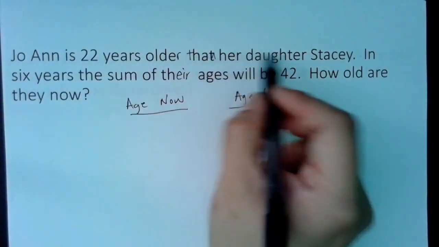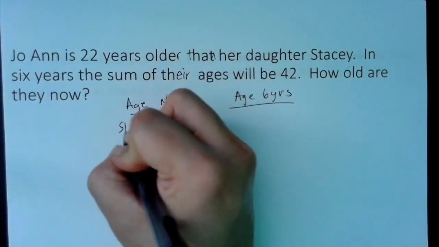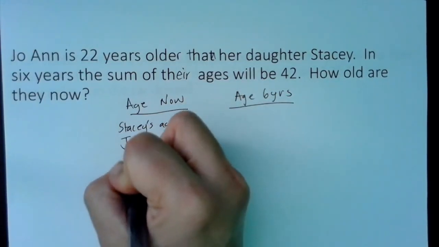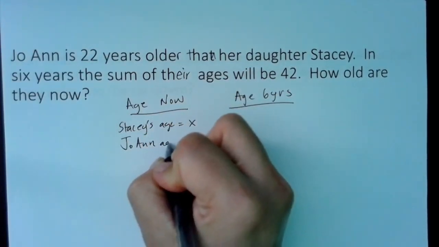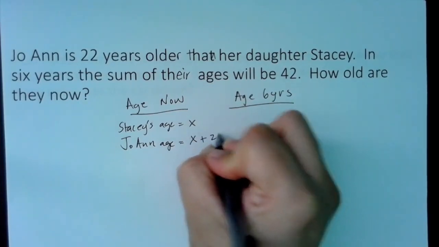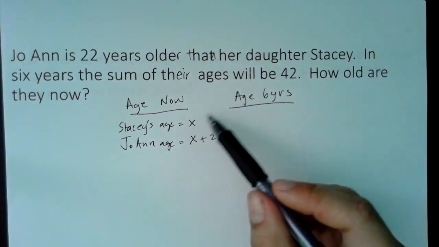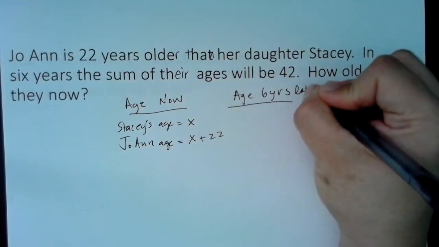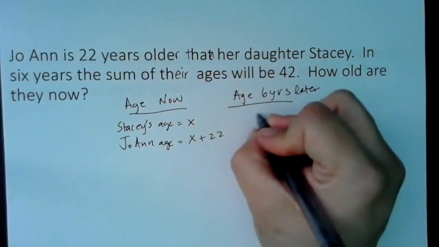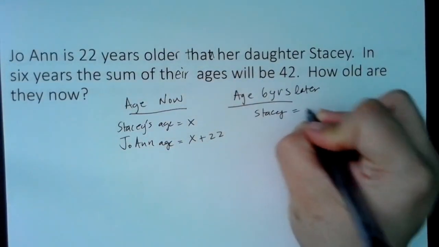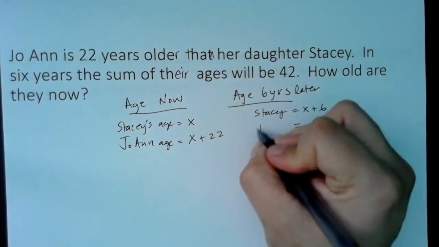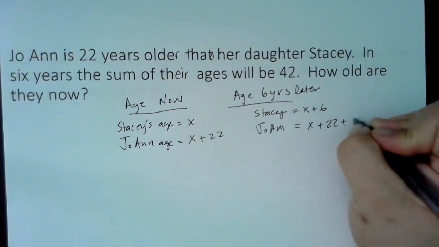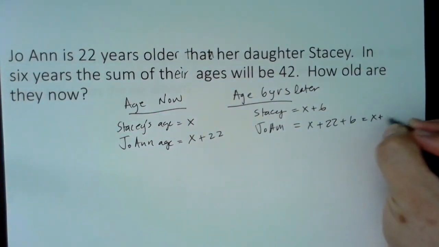Joanne is 22 years older than daughter Stacy. So let's let Stacy's age be x. So then Joanne's age is going to be 22 years older, so x plus 22, okay? And then in 6 years, we're going to add 6 to each of these, right? So Stacy is now going to be x plus 6, and Joanne is going to be x plus 22 plus 6, in other words, x plus 28.